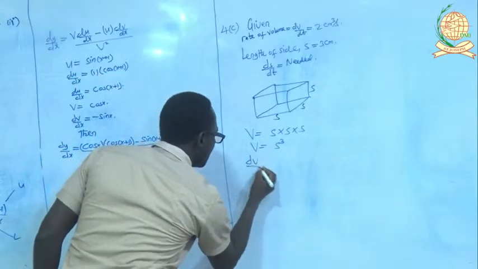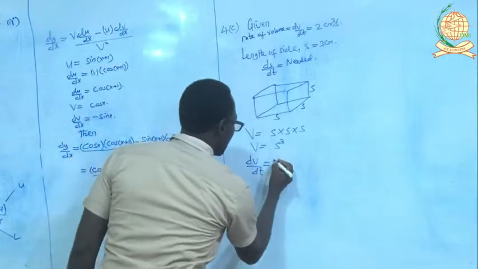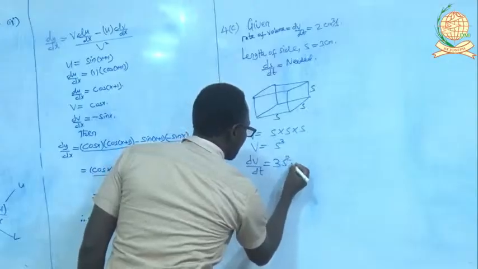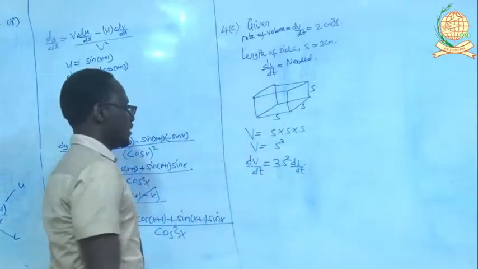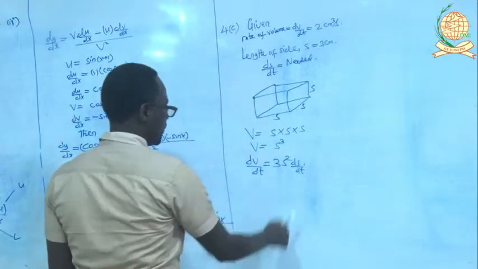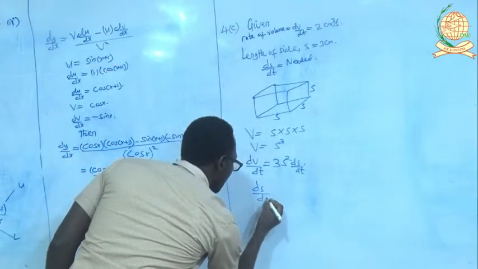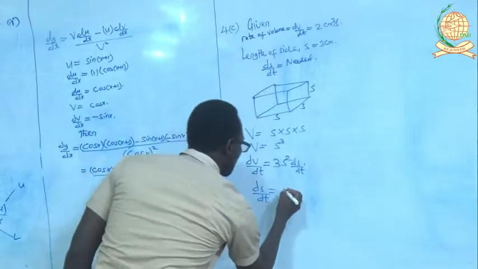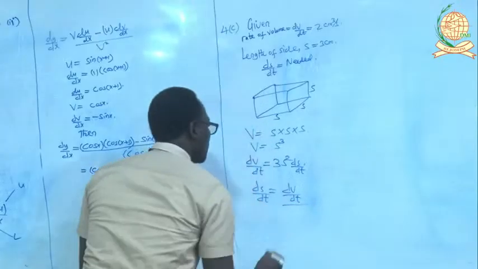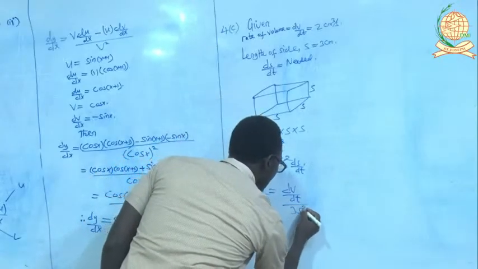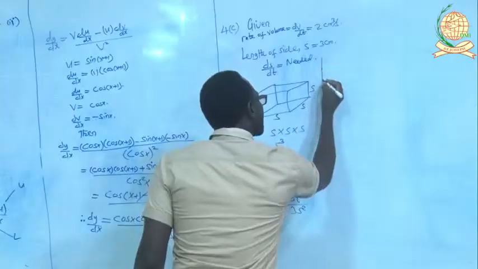Then we have dV over dt equals, differentiating this one, 3 s squared ds over dt. Now to get ds over dt, divide by 3 s squared. This one will be equal to dV over dt divided by 3 s squared. S is given as 3 centimeters. So substitute there.